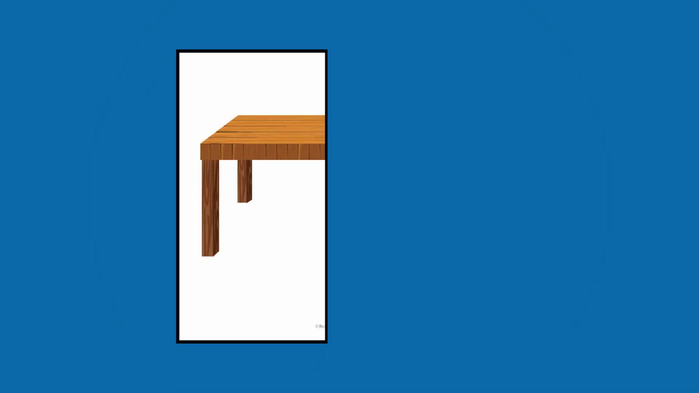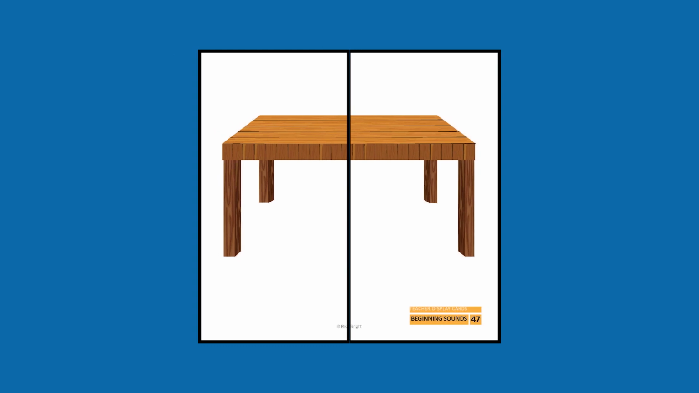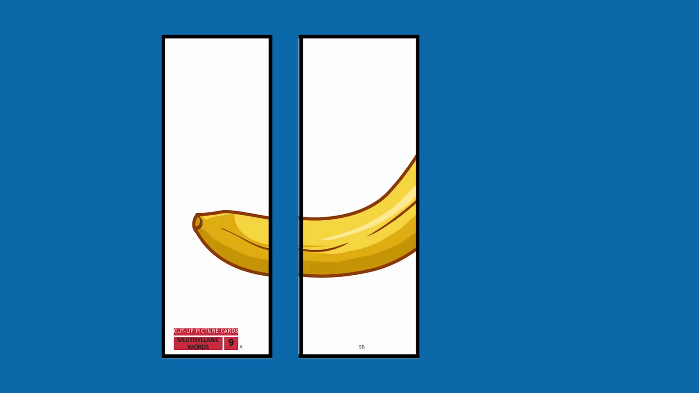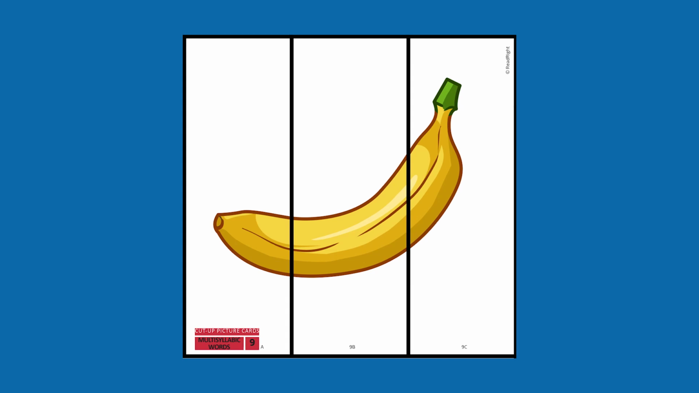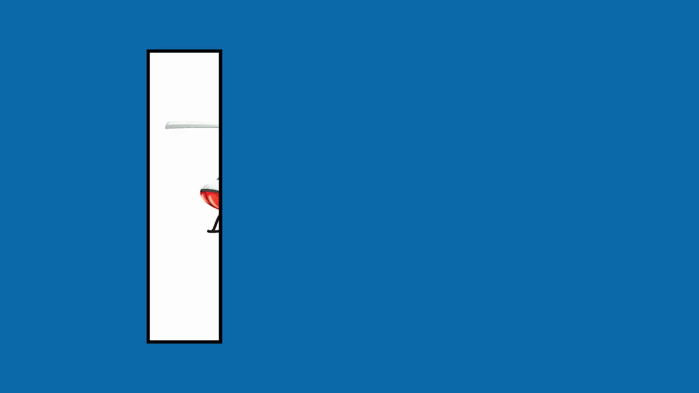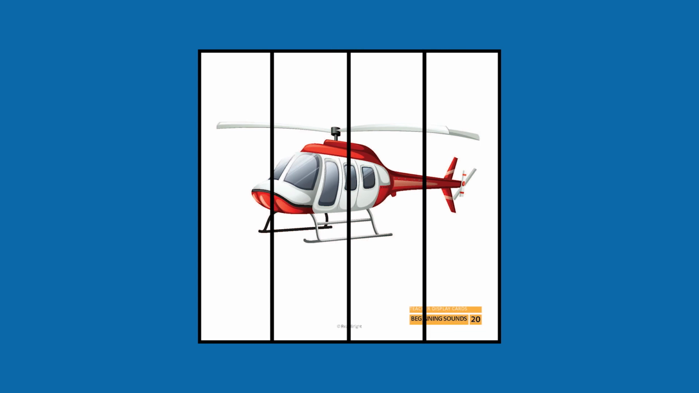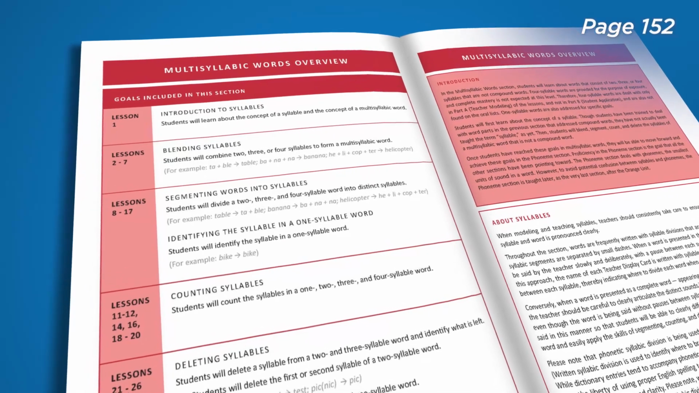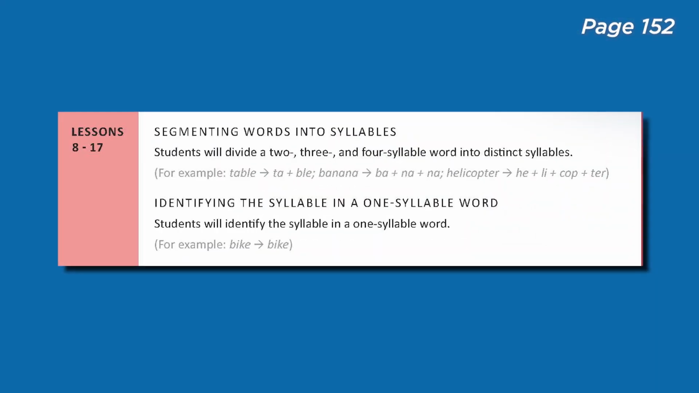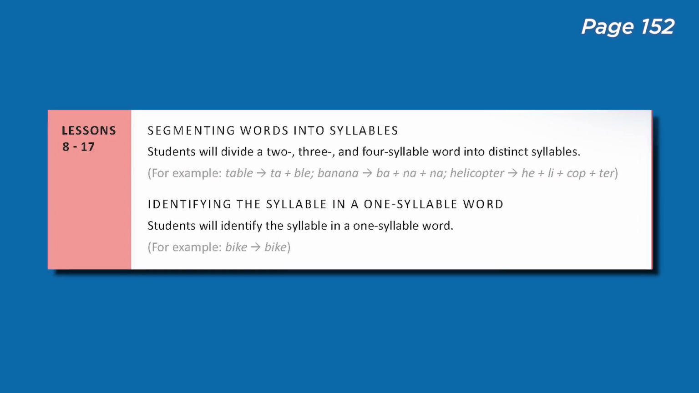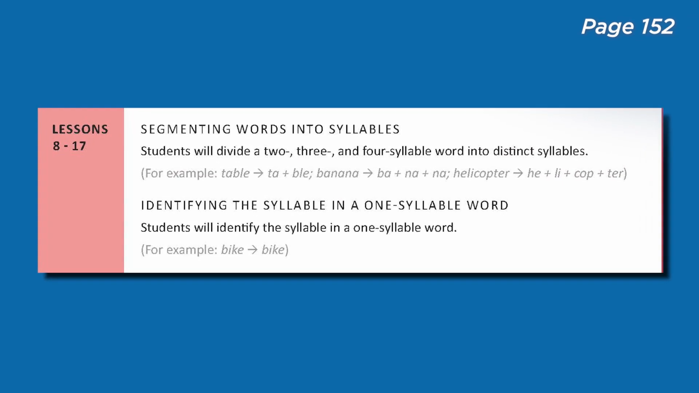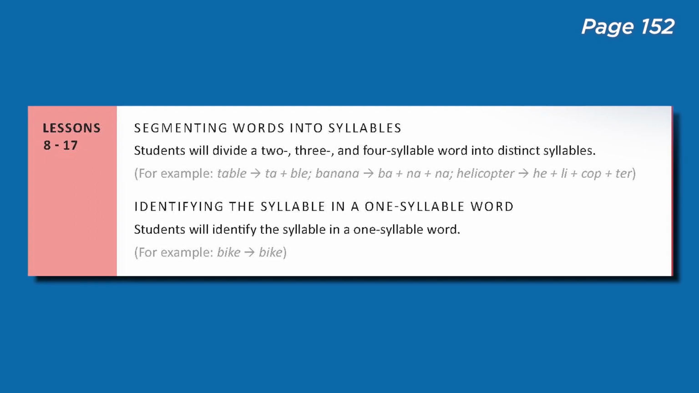For example, ta-ble becomes table. Ba-na-na becomes banana. He-li-cop-ter becomes helicopter. Segmenting words into syllables. Students will divide a 2, 3, and 4-syllable word into distinct syllables.